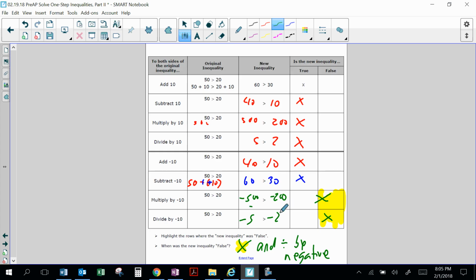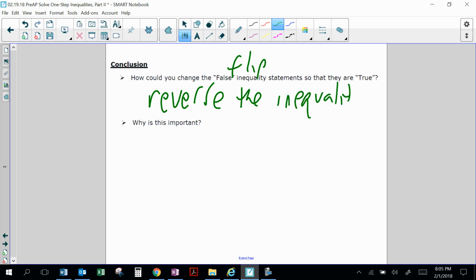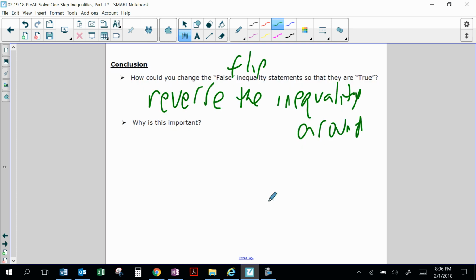How can you change the false statement so that it is true? What can I do to make this true? Well, first of all, negative 200 is bigger than negative 500. If I flip this around, reverse it, negative 2 is bigger than negative 5. So I need to reverse or flip the inequality around. Why is this important? Because by not reversing the inequality, the statement would not be true.